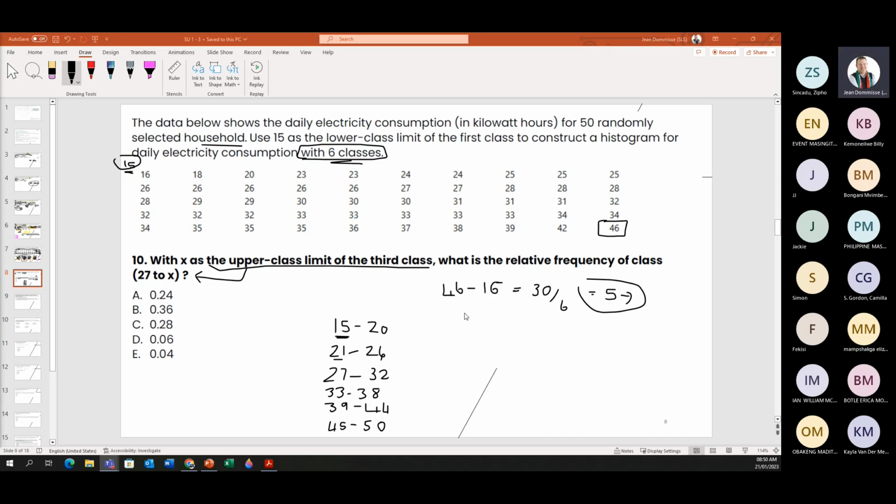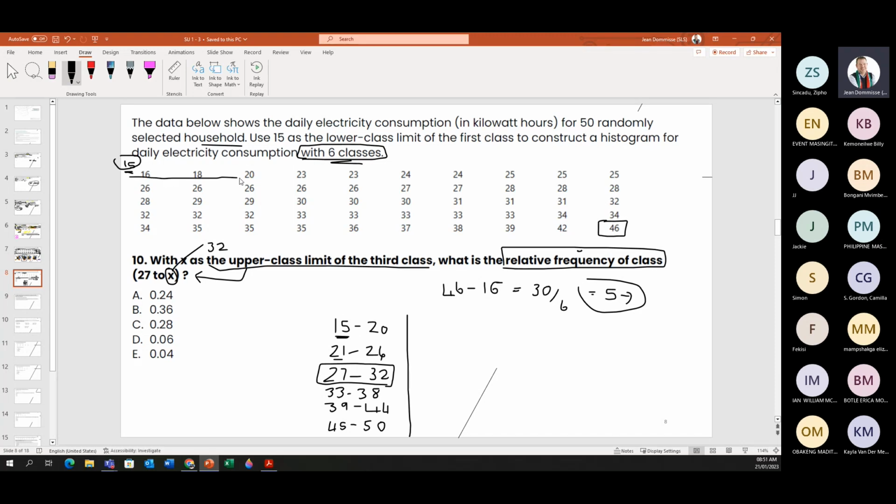Okay, so let's then count, because they want relative frequency. So this is quite interesting. We're not asking for that value. That value we now know is 32. That's the upper limit. So they're not asking that. They're asking for what is the relative frequency of class 27 to 32. So we first need to count how many are in each of the classes.